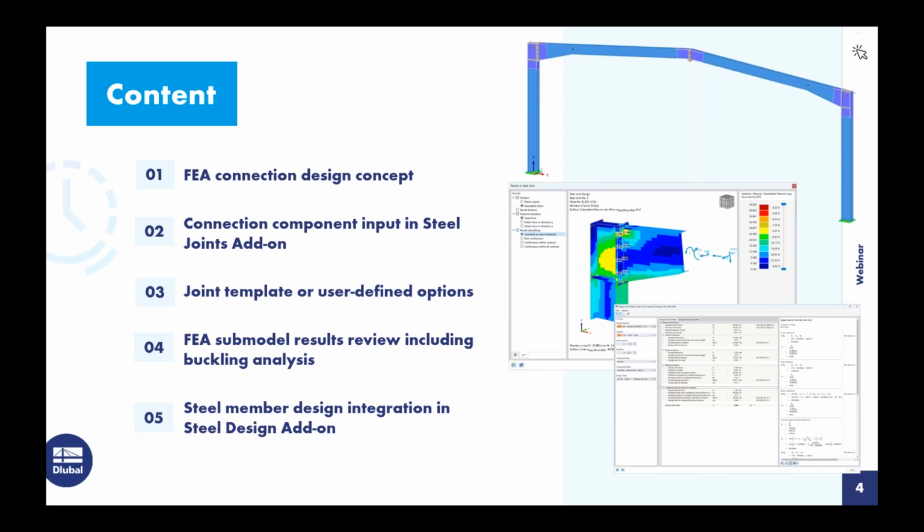And of course, we'll be taking a look at the results, including the FEA submodel that's generated, as well as the buckling analysis. And finally, you'll hear me say this several times today, a huge benefit of doing the connection design within RFEM is the ability to integrate with the full member design as well. So we'll take a brief look at that at the end of the example, utilizing the steel design add-on.